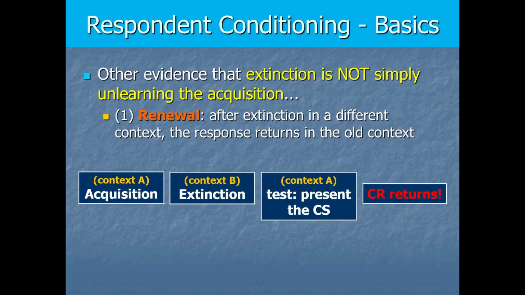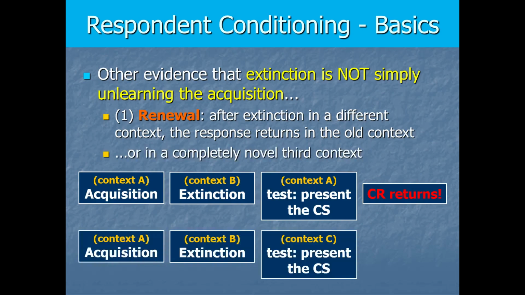And indeed, renewal doesn't just happen when you extinguish in one context and then return to the original acquisition context. It also happens if you do the acquisition in one context, then the extinction in a second context, then simply go to a novel third context. So let's say you do the tone plus shock in the red room, they acquire it, they get scared of the tone. Then you do extinction in the blue room, tone by itself, becomes totally safe, they're not worried about it, they don't react to the tone anymore in the blue room. Then bring them to a new context, like a green room.